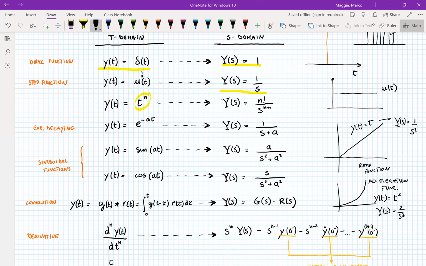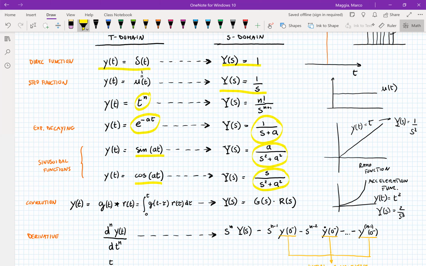Then we have the exponentially decaying function. So e to the power of minus at. In the S domain, it becomes just a fraction, 1 over s plus a. Sinusoidal functions, harmonic functions, sine of at and cosine of at in the S domain become a over s squared plus a squared and s over s squared plus a squared, respectively.